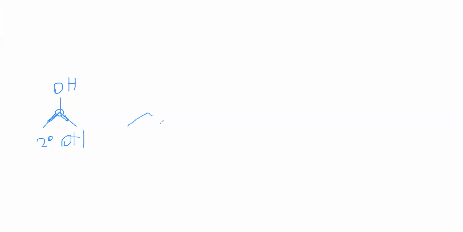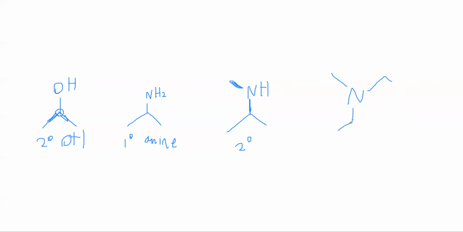But if we draw the same kind of structure, but with a nitrogen instead of an oxygen, this is a primary amine. Because the way you determine what an amine is, you look at how many carbons the nitrogen is attached to. This nitrogen is only attached to one carbon, so it's primary. Just as some other examples, if we drew this, that nitrogen is attached to two carbons, so this is secondary. And this nitrogen is attached to three carbons, so it's tertiary.